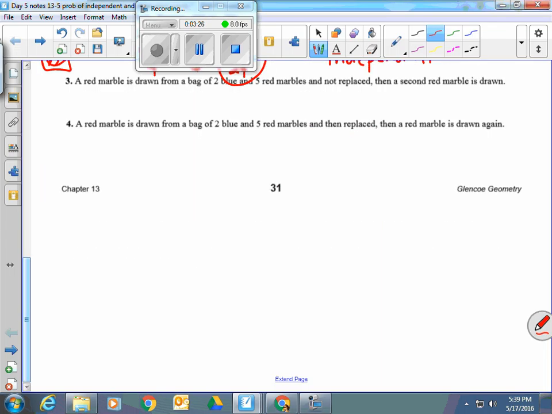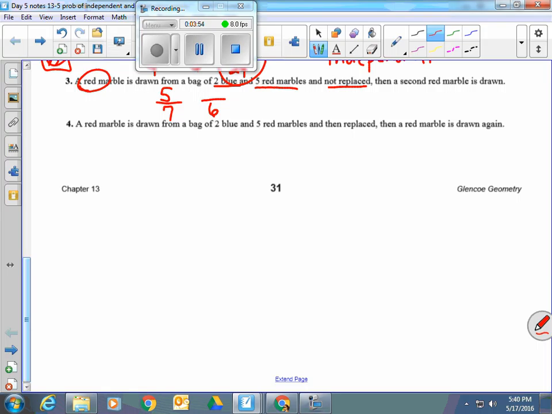On this next one, it says that we have a red marble, and it has 2 blue and 5 red. So that means I have a total of 7 marbles. And I want to know the probability of getting a red marble. There are 5 red marbles. And then it says that that marble is not replaced. That means I pulled one out. So now how many marbles are in the bag? Great, there are 6 marbles. Then the second red marble is drawn.